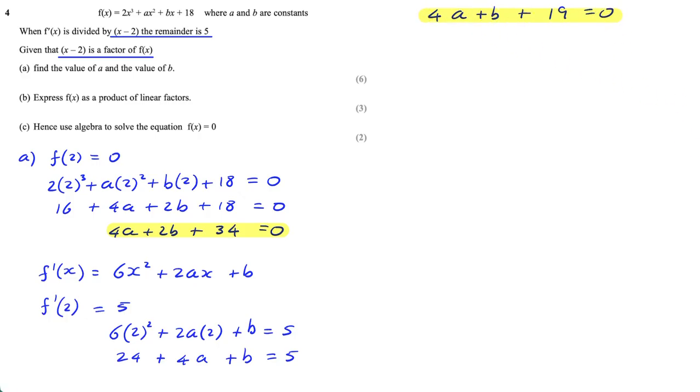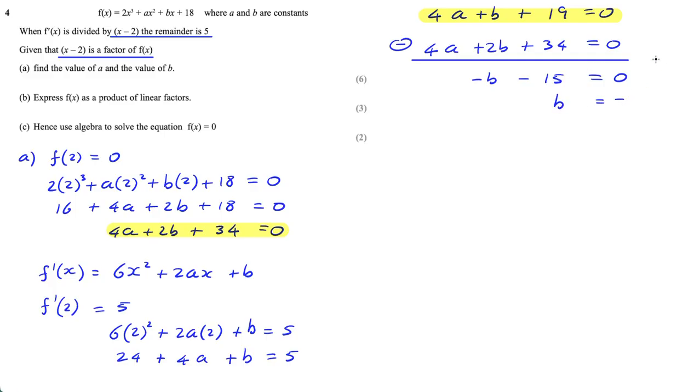Now, guys, it's simultaneous equations. Let's just solve this. I can just put the 4a under here. 4a plus 2b plus 34 equals 0. Line underneath. Same sign, subtract to get rid of the a's. Minus b minus, this would be 15 equals 0. So b equals negative 15.